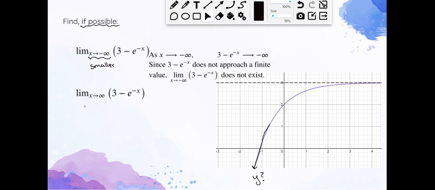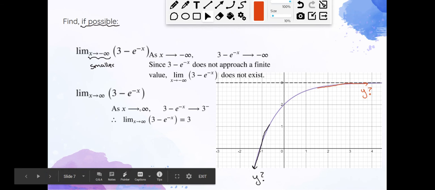But now let's look at it from the other side. So going into the positives, going to a larger and larger x. So as x gets larger and larger and larger, again, we need to ask ourselves, what is happening to the y value? In this case, we can see that the y value is tapering off to a finite value.